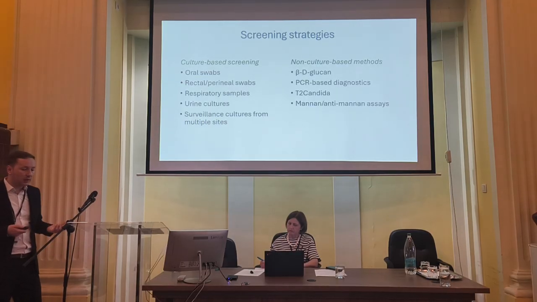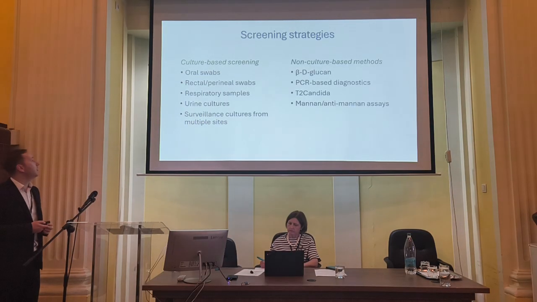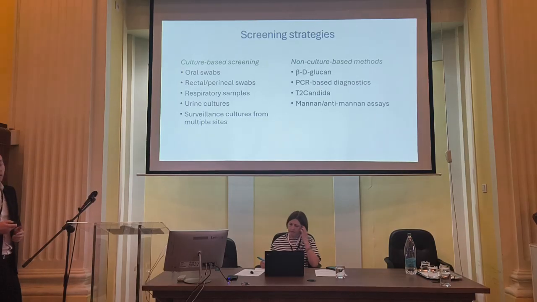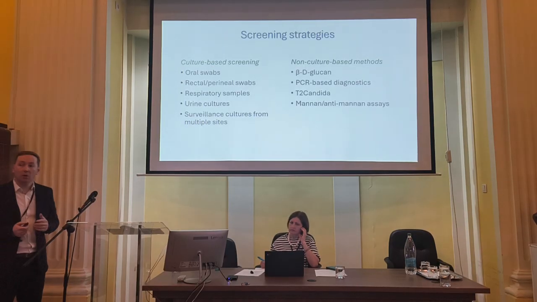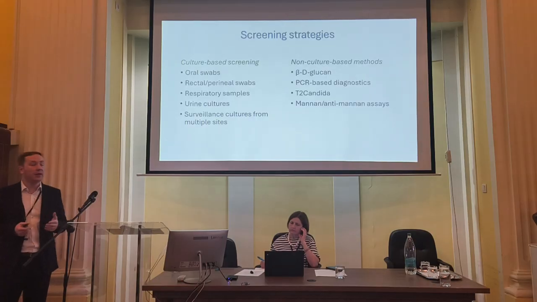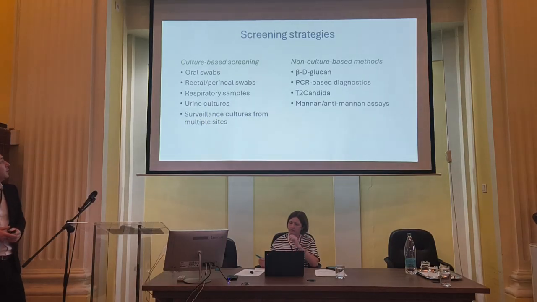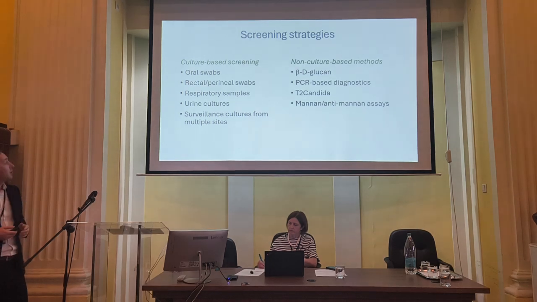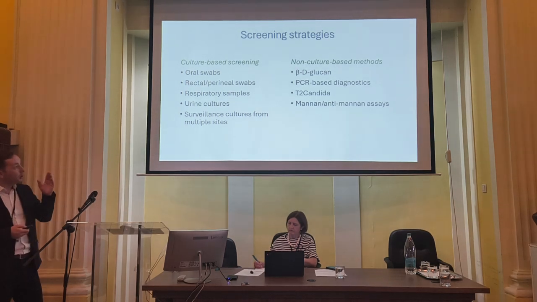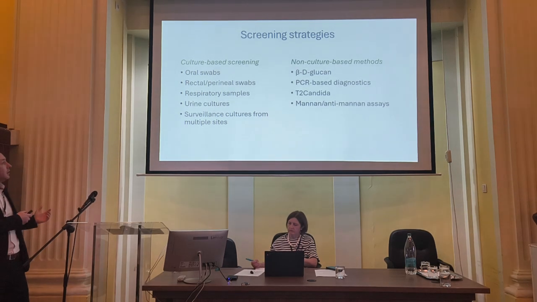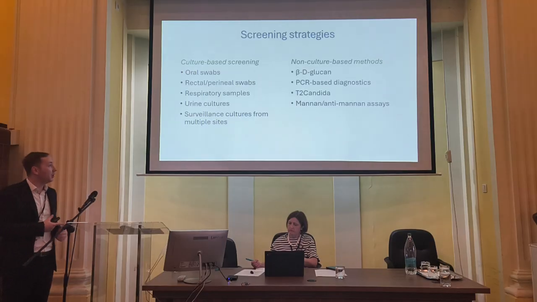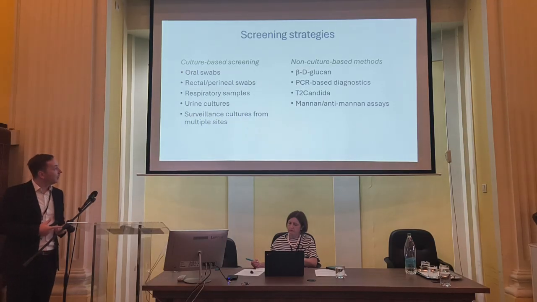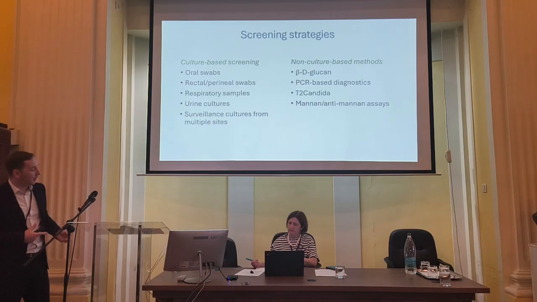So what are the screening strategies for patients? There are culture-based screening and non-culture-based screening. Culture-based screening uses oral swabs, rectal swabs, perineal swabs, respiratory samples, urine samples, and of course multiple-site cultures from the patient. Non-culture-based methods combine the previously mentioned BDG, PCR-based diagnosis, T2 Candida, and mannan and anti-mannan tests.